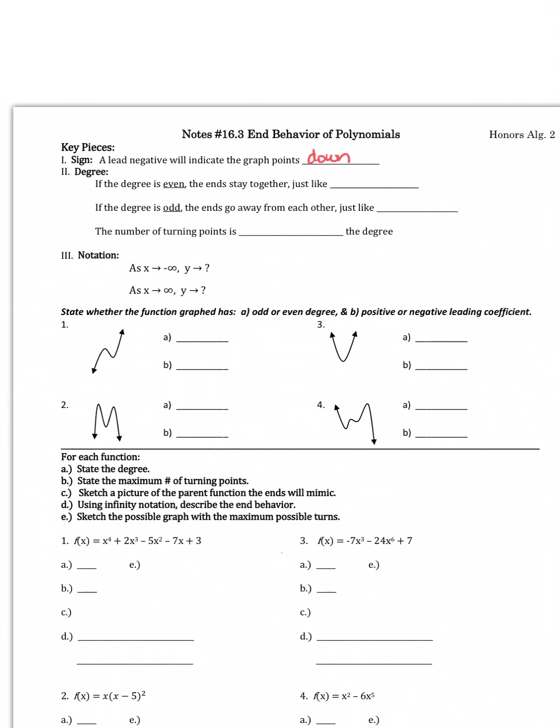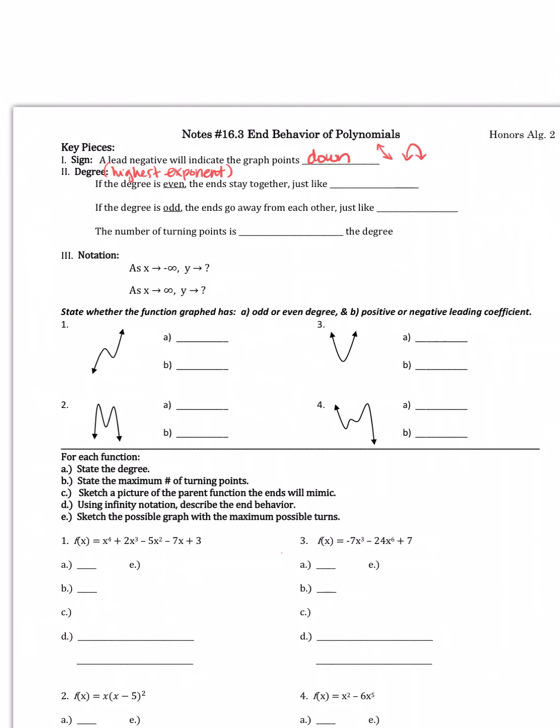So think of it as like slope. If it's negative, it's going to be like a negative slope. Or if it's an even power, it's going to be pointing down. So either way, it's going down. Now, the degree, remember, the degree is the highest exponent. So maybe you need to write that in there if you've forgotten. Highest exponent of the equation.